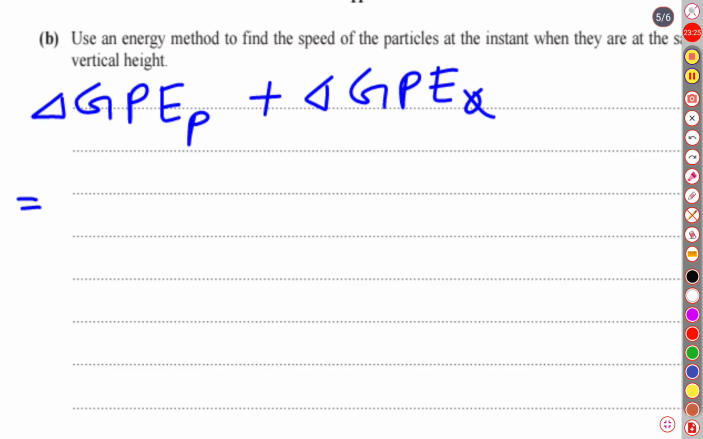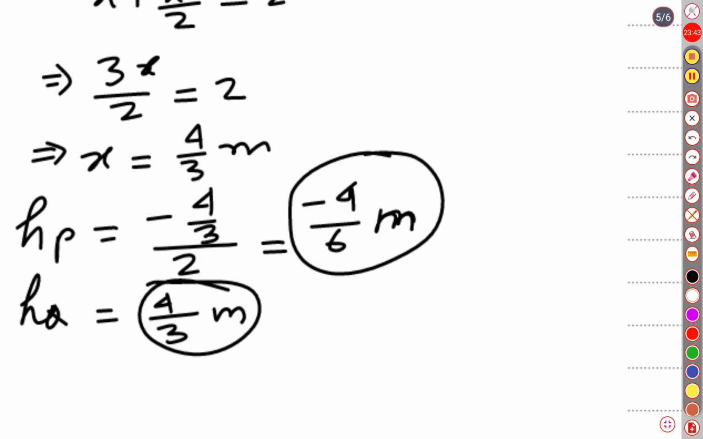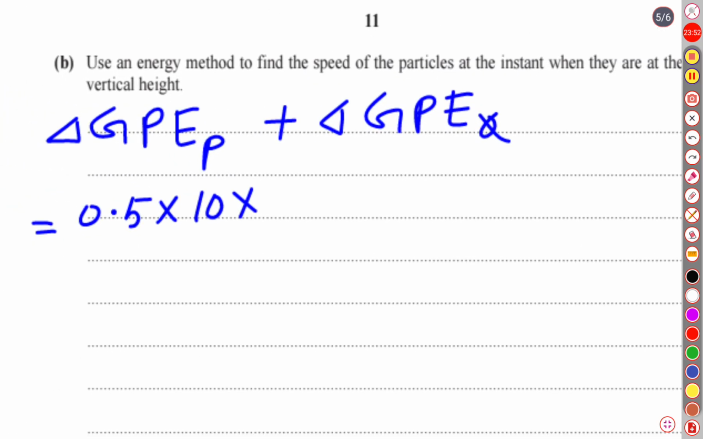Particle P has a mass of 0.5, and g, acceleration due to gravity, is 10, and then mgh. The height has already been obtained. For particle P, the final height is negative 4 over 6, whereas the initial height was 0, because it was moving downward. So negative 4 over 6, plus the change in GPE of Q, that is mgh.